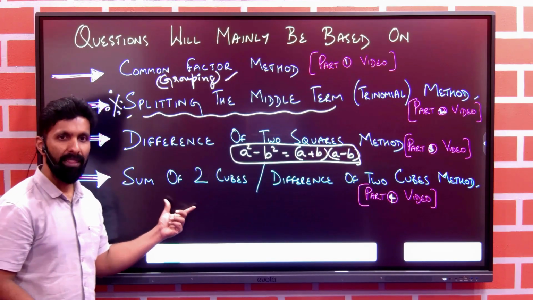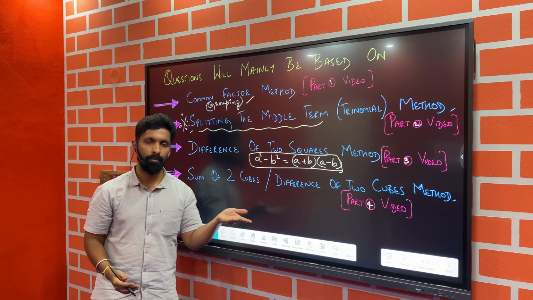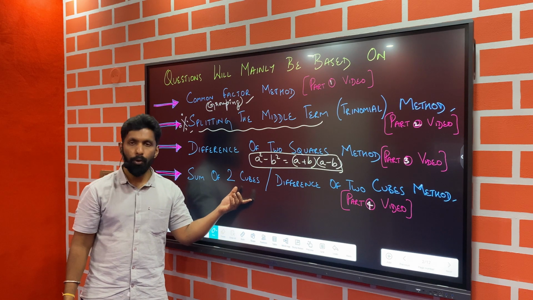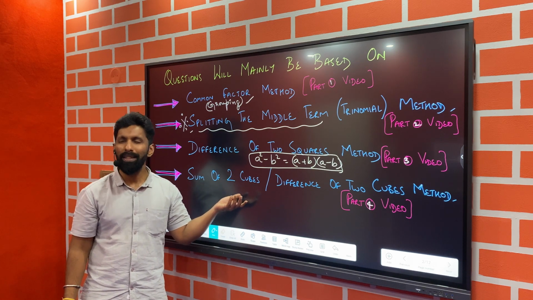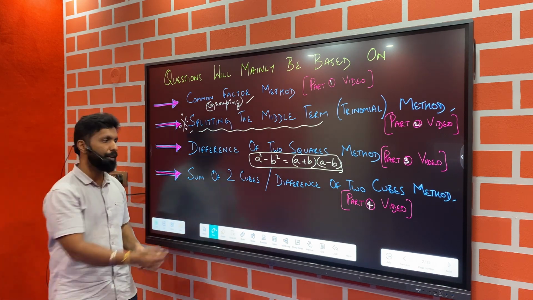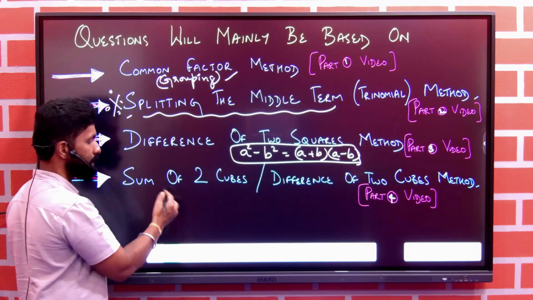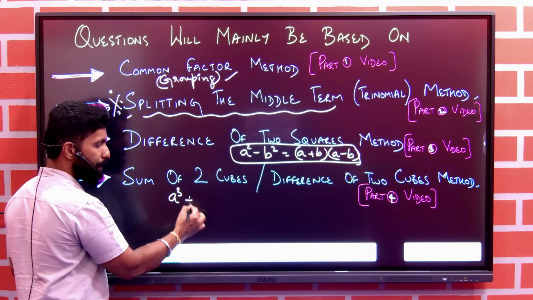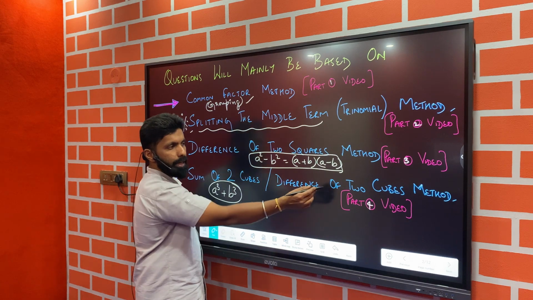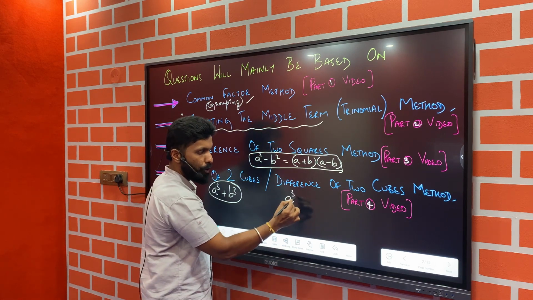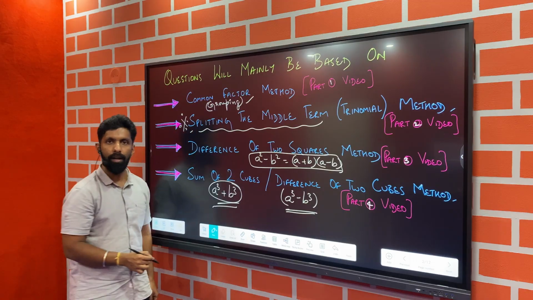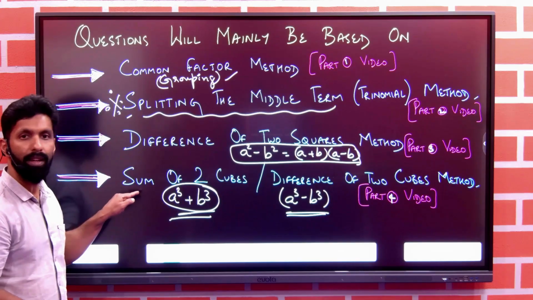And the final method, generally, only if they want to make the question paper a little complicated, they will ask you questions based on this fourth method. Otherwise, they generally don't bother about it. This method is difference of two cubes or sum of two cubes. Again, in the expansions chapter, we would have studied a formula for a cube plus b cube, and similarly another formula for a cube minus b cube. So if these formulas get involved, then we categorize that question under this method.